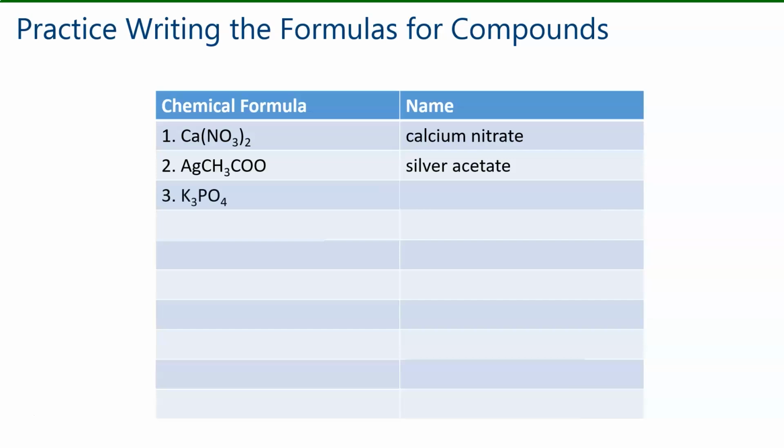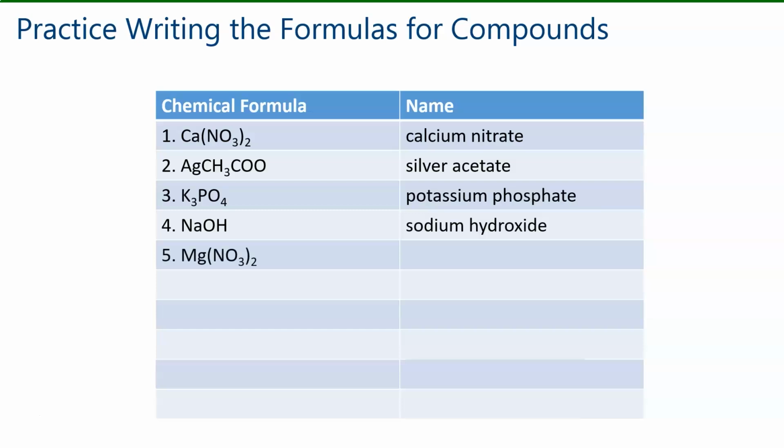Our next example is K3PO4. Name your cation, and then look up the polyatomic ion on the table. And this is potassium phosphate. Our next example is NaOH. Follow the same steps to name it, and we have sodium hydroxide. Our next example is Mg, and in brackets we have NO3 with a subscript 2. This is magnesium nitrate.